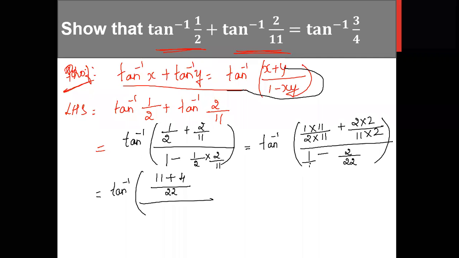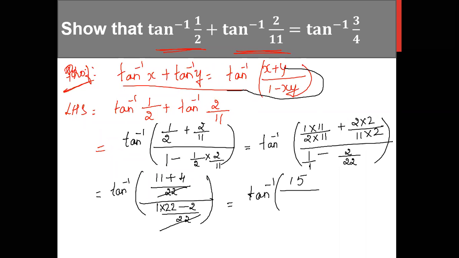1 has no denominator, it is just 1. So to subtract, the denominator should be the same. So what we will do: it is 1 into 22 minus 2, divided by 22. So it is tan inverse of, 22 and 22 cancel, 11 plus 4 is 15, divided by 1 into 22 is 22, 22 minus 2 is 20.